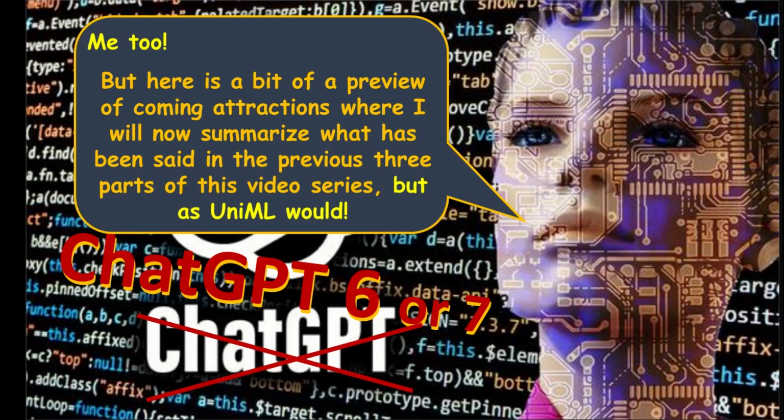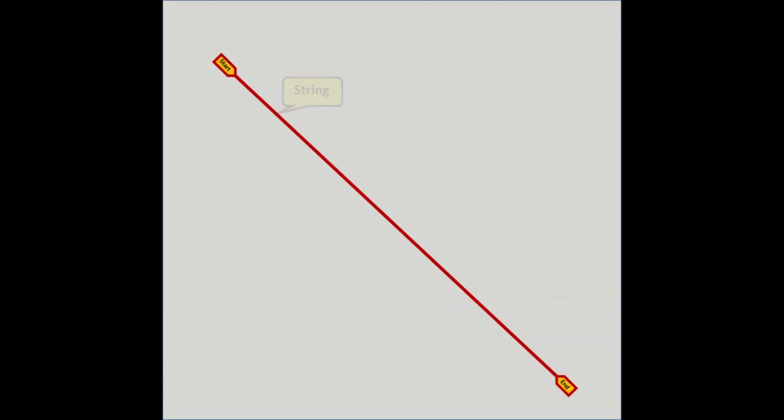Me too, but here is a bit of a preview of coming attractions where I will now summarize what has been said in the previous 3 parts of this video series, but as UniML would. Cool. Here is a UniML string. Here is the start of string symbol. And here is the end of string symbol.